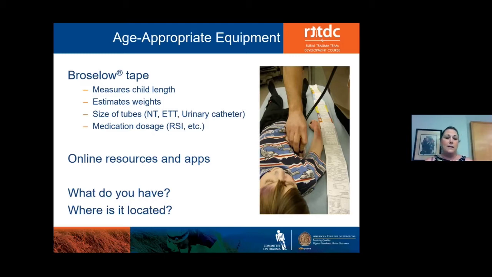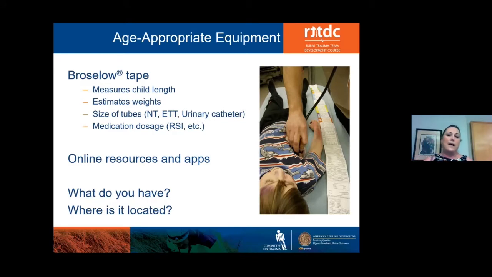So the big thing that you need to look at in your center is what do you have available for a pediatric patient? Do you have the pediatric size endotubes or urinary catheters or even chest tubes to be able to take care of a small child on up to a small adult? You need to know where that's all located.